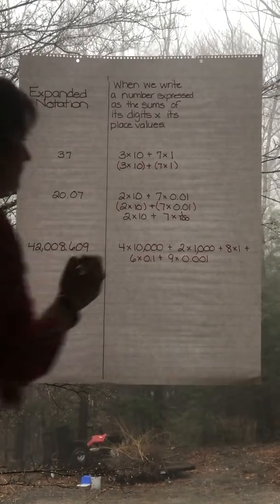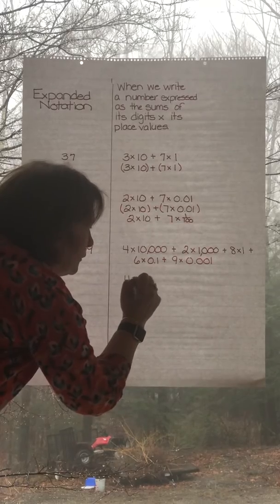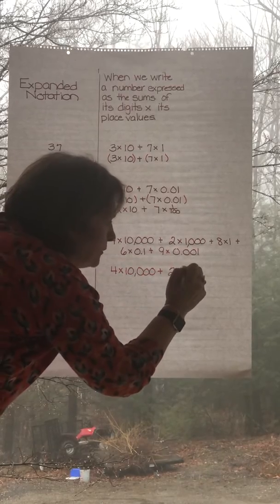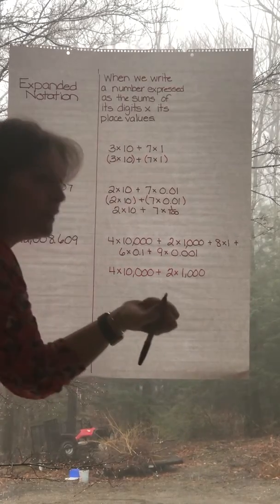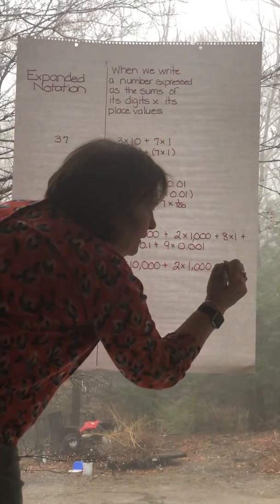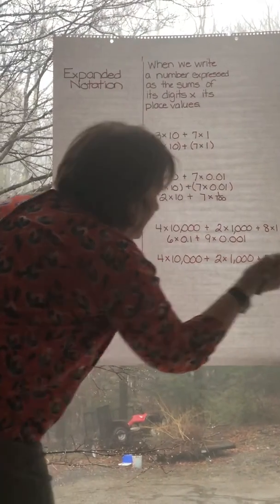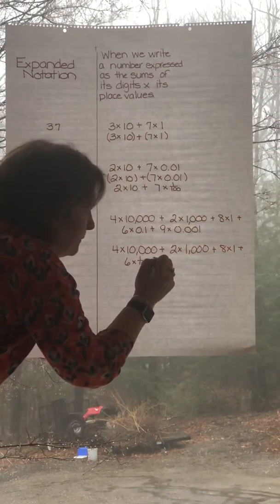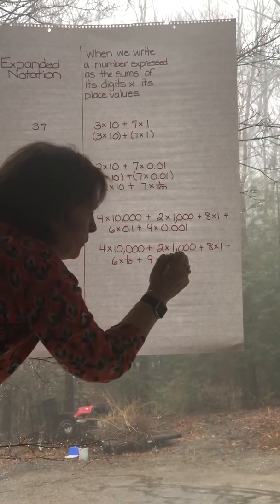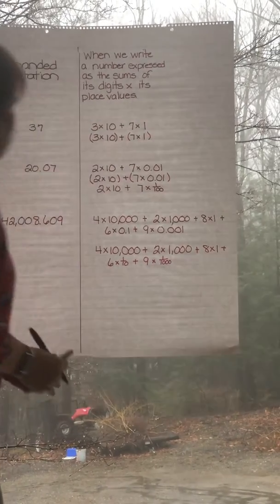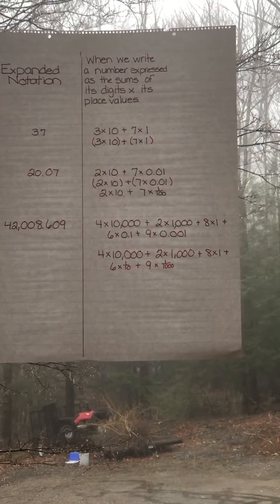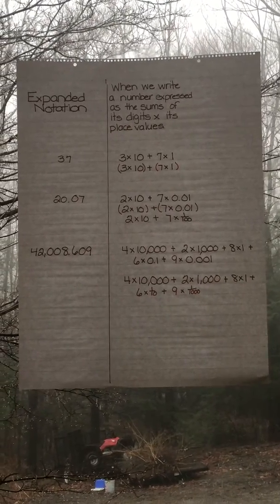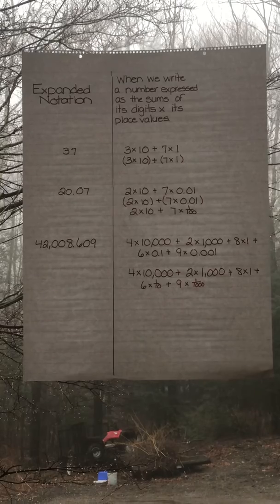We can also write it like this: 4 times 10,000 plus 2 times 1,000. Notice whole numbers don't change. I'm not changing them at all. 8 times 1 plus 6 times 1/10 plus 9 times 1/1,000. There's nothing in the hundredths place, so I skip over that. So that's expanded notation. And that's the one we see most often in 5th grade.